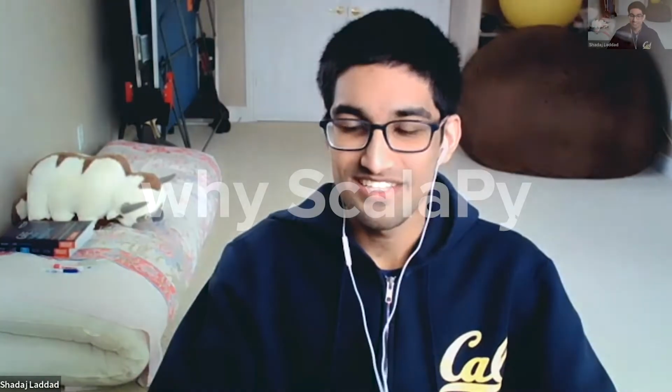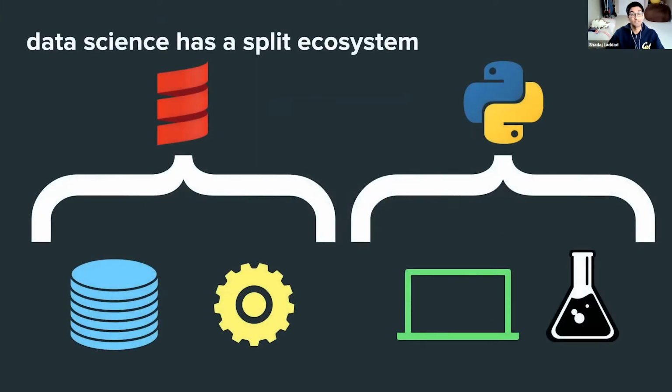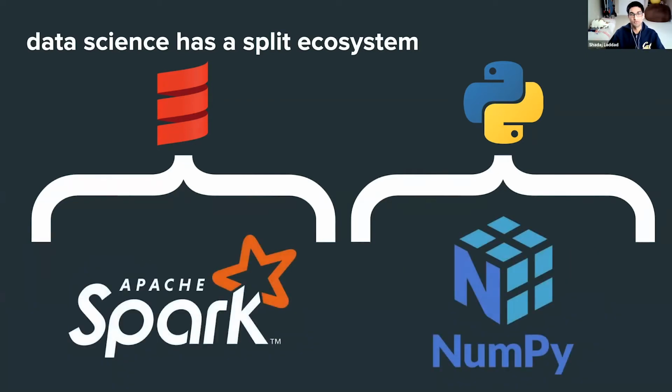So let's just dive right in. Why ScalaPy? The core idea is that today data science has a split ecosystem. We see Scala being used in a lot of production environments for handling large-scale data processing and those types of production applications, while Python is really useful for experimentation. And you see things like Jupyter notebooks, which have developed an ecosystem around Python for doing quick experiments and exploring data. And we also see this in the types of libraries that are available on both ends.